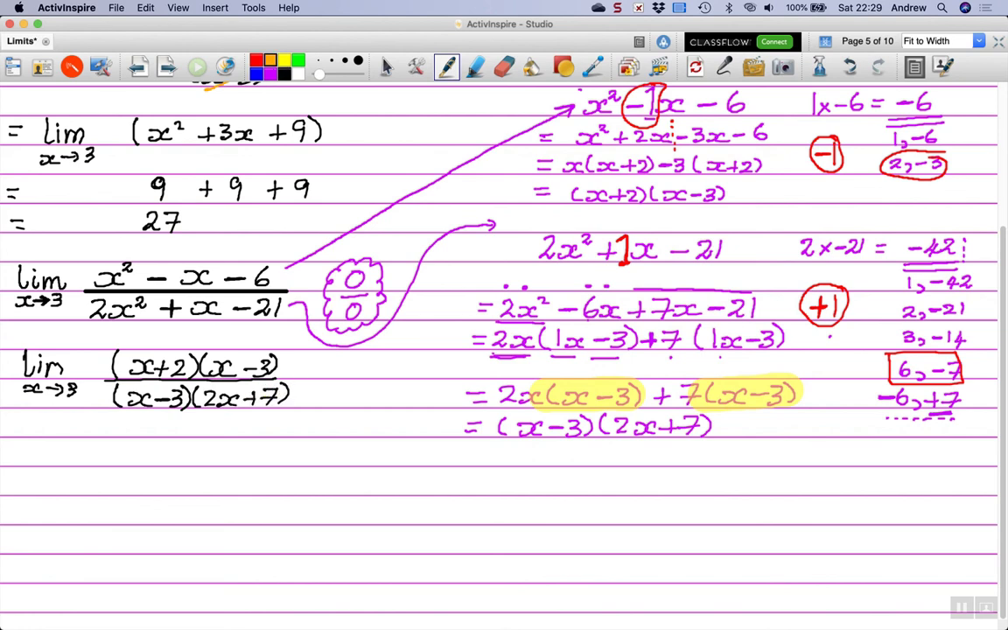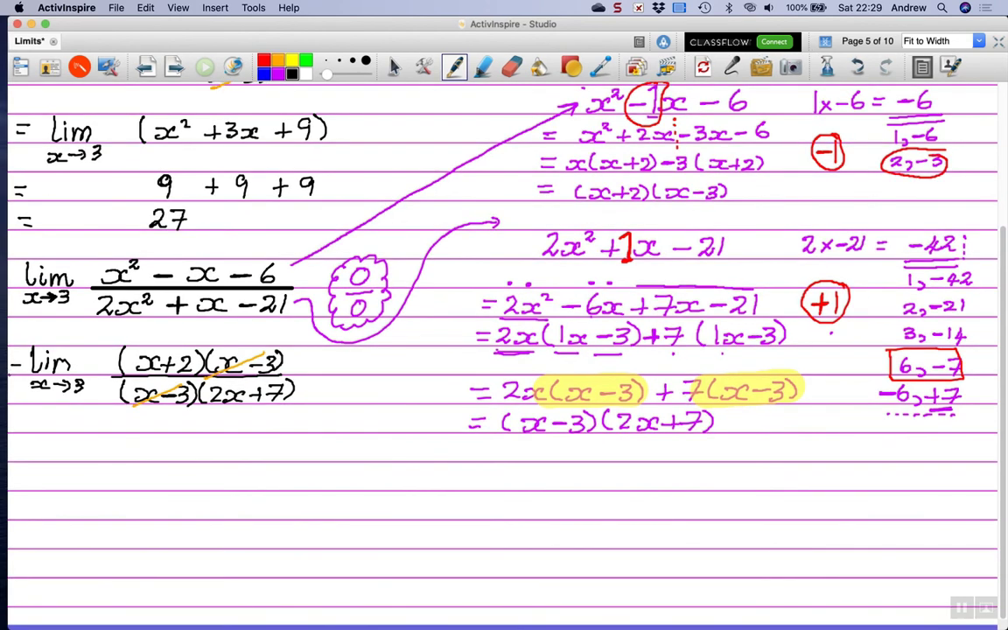And once again, you'll notice that we have a common bracket top and bottom, and therefore we can cancel that common bracket out, and now we can progress to the next line. So we've got the limit as x tends to 3 of x plus 2 over 2x plus 7.